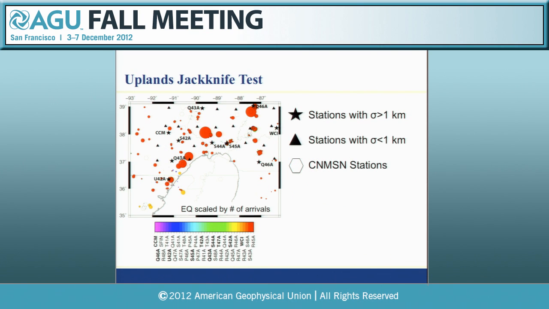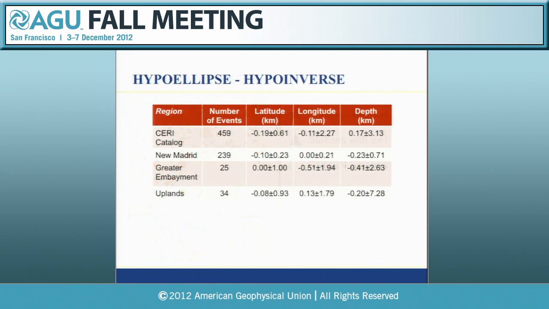So those important stations are marked by the stars. Here are just the uplands events. These are scaled by number of arrivals, so you can get a feel for which one was probably a bigger earthquake. So I think adding data in this area is pretty important.